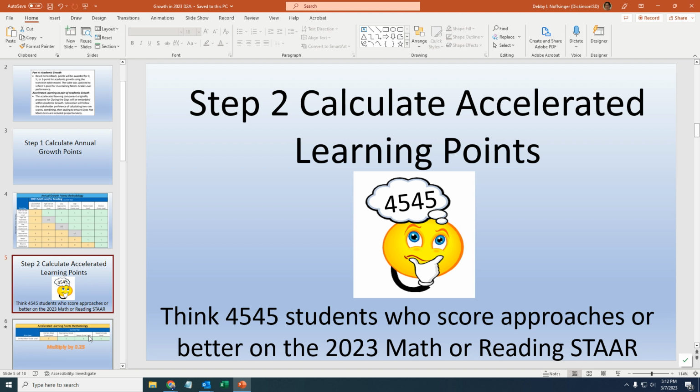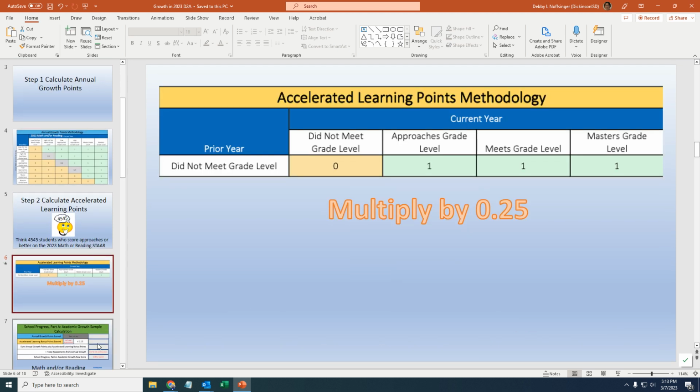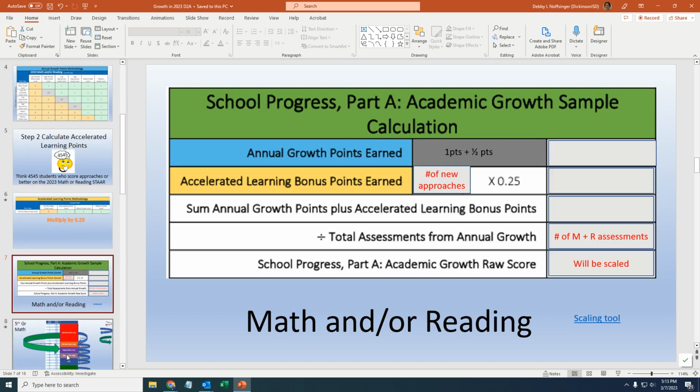Okay, the next is calculating accelerated learning points. The accelerated learning points are going to come from those students that we refer to as 45-45. Those are the students that in 2022 did not score approaches or better on STAR, math, or reading. Okay, so this year in their next grade level, if they score approaches or better, they will earn 1 point. That point is going to be multiplied by 1/4. So in reality, they're not earning a full point, they're only earning a 1/4 of a point.